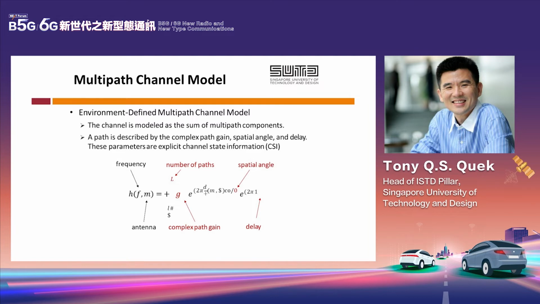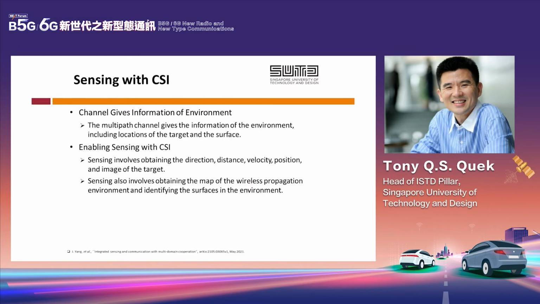So a path is described by a complex gain, a spatial angle, and the delay. And these parameters, I call explicit channel state information. So you see that this is sufficient to tell me about my channel. So my channel gives information on the environment as we see. From there, I have delay, I have angle that is coming in, I have gain. The multipath channels give really information of the environment, including location of target surface.